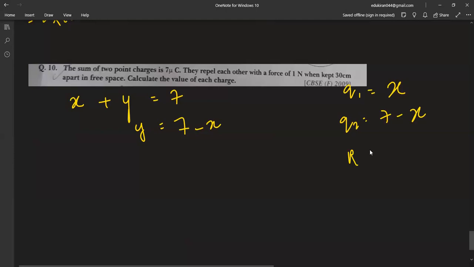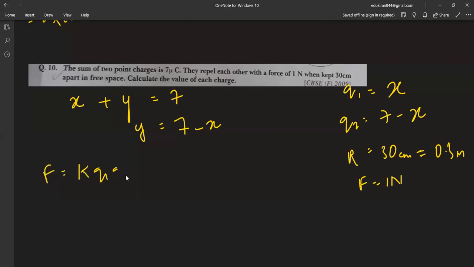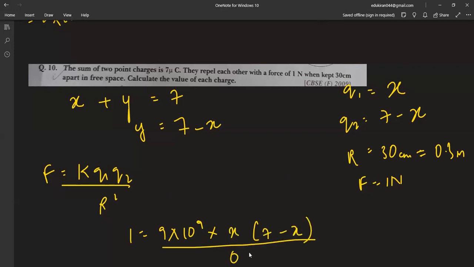Now, what is the separation between the charges? 30 centimeters, which you have to convert to 0.3 meters. Now, you know the value of force also, 1 newton. So, F is equal to K Q1 Q2 divided by R square. So, 1 is equal to 9 into 10 to the power 9, Q1 is x, Q2 is 7 minus x, divided by R square, which is 0.3 whole square. Linear equation in one variable, you just have to find the value of x. Once you know x, 7 minus x will give you q2.